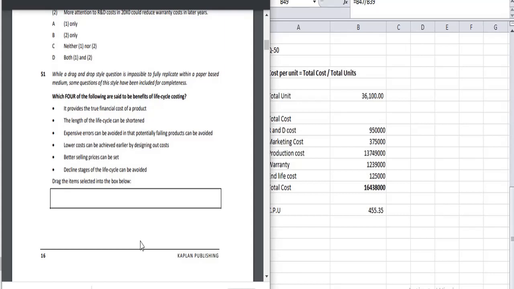Okay, so next is lower cost can be achieved, we have done this. Better selling price can be set. Obviously, after knowing all the costs incurred throughout the life cycle of the product, we can add a certain margin or markup to get the selling price of those products, so it can be done in a better way. So be careful if the question asks for an objective of life cycle costing. Better selling price setting is not an objective of life cycle costing. It's a benefit but not an objective.